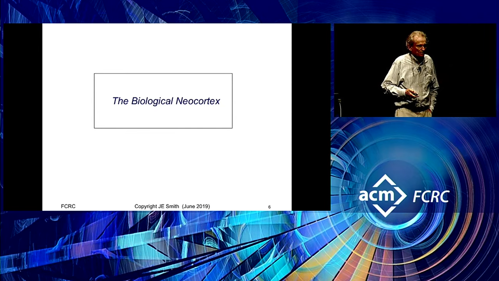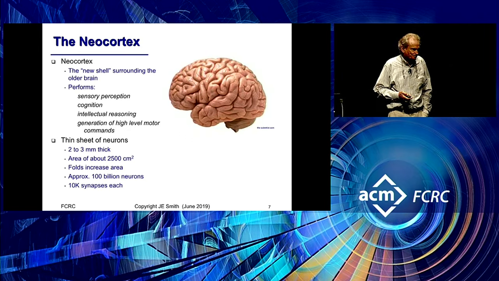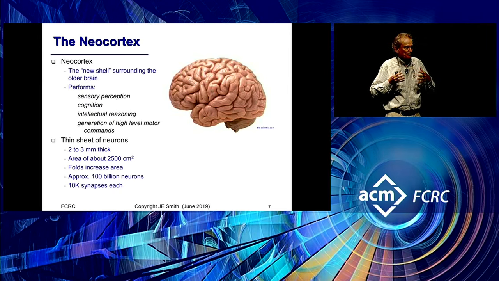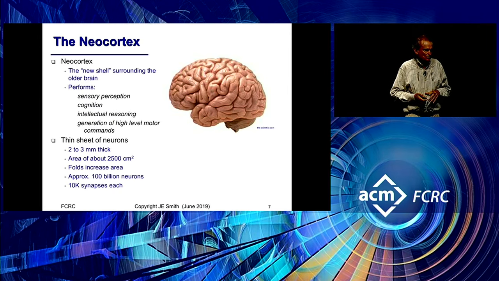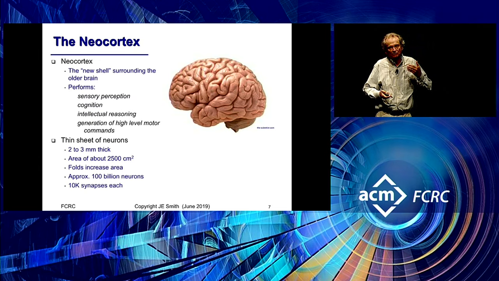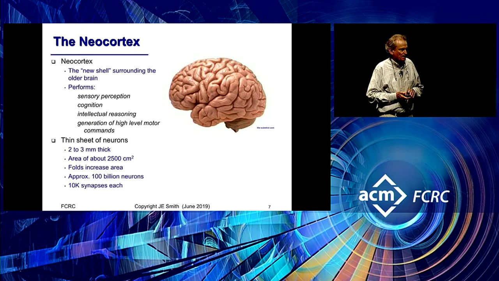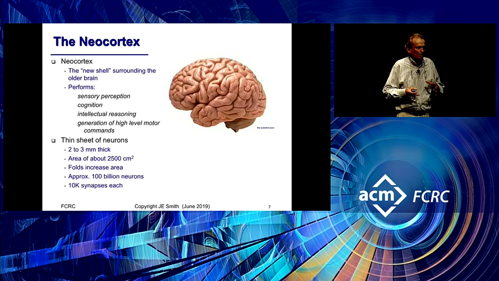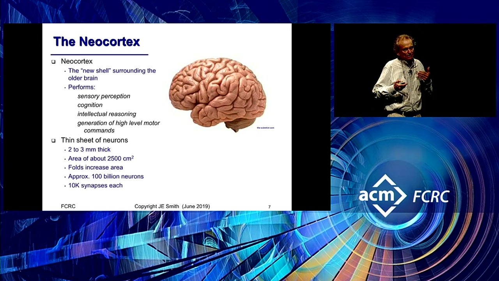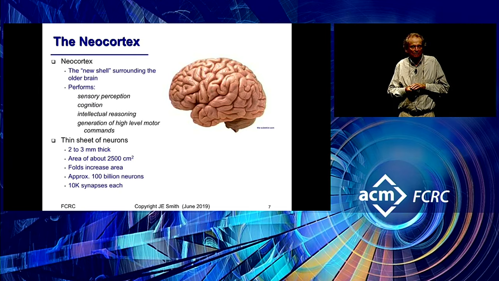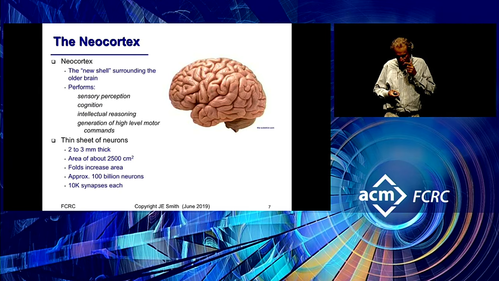So just a brief overview of the biological neocortex. The neocortex is essentially a new shell that surrounds the older, inner brain. And it's the neocortex that we're interested in. It's the thing that does the sensory perception, cognition, intellectual reasoning, generates high-level motor commands. It's the thing that we really want to be able to emulate. Physically, it's thin, only 2 to 3 millimeters, 2,500 square centimeters. As Hawkins says, it's like the size of a dinner napkin.